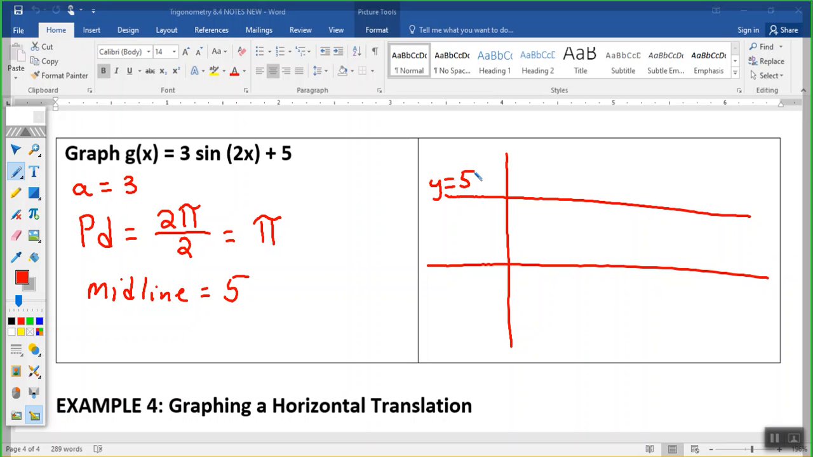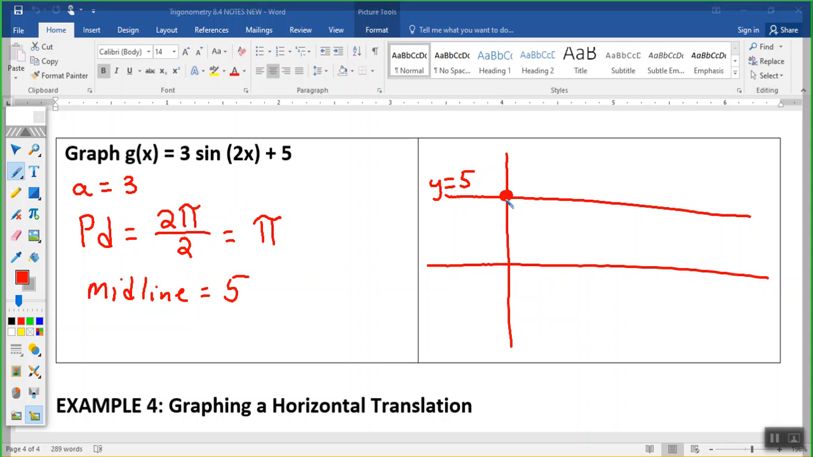Okay, so if I take this point right here, 0, 0, and translate it up 5 units, where's it going to end? 0, 5. So this 0, 0 is going to move up to 0, 5, isn't it? Okay, now this is where things get kind of crazy. What's the amplitude on the original function? 3. And so this is going to go 3 units above and 3 units below, right?